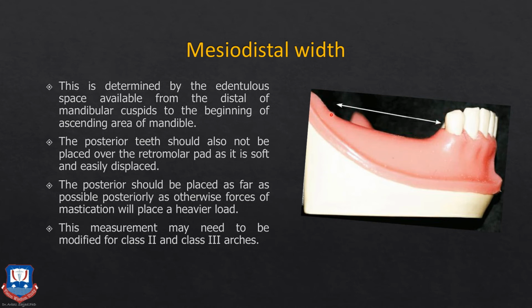These measurements are really important in class 2 and class 3 ridges, because as we know, in class 3 ridges we have a large mandible compared to a smaller maxilla, so we can afford to use a larger tooth mold, whereas in class 2 we'll have a smaller mandible compared to a larger maxilla, so we have to select a tooth mold which is smaller, or we may have to skip one of the bicuspids. Like we may skip a first premolar and directly place a second premolar adjacent to the canine if the width is not sufficient to place all four posterior teeth.